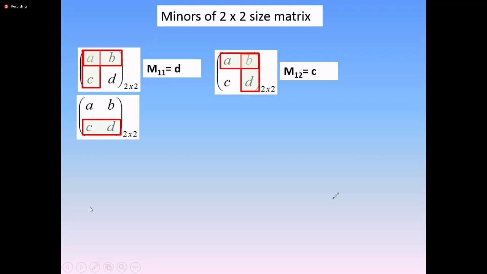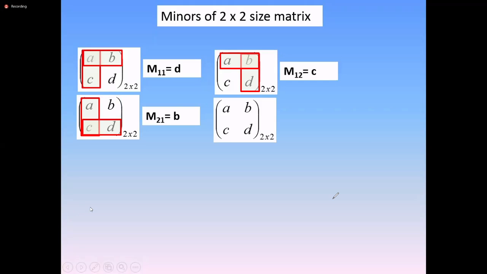Then M21 is equal to B. M22 of the matrix, minor value, second row, second column, see, it remains a single value. Very easy to, I will show you by example.